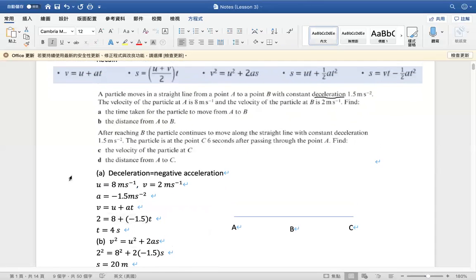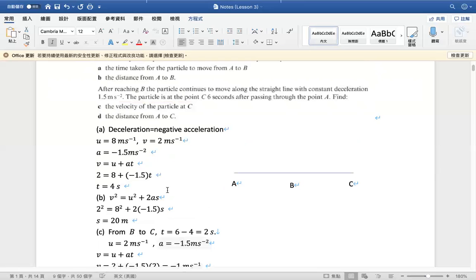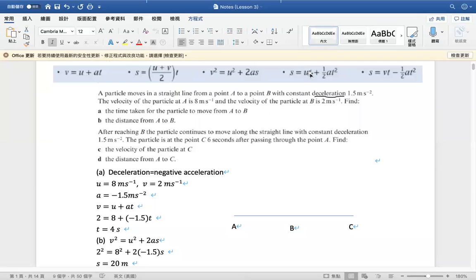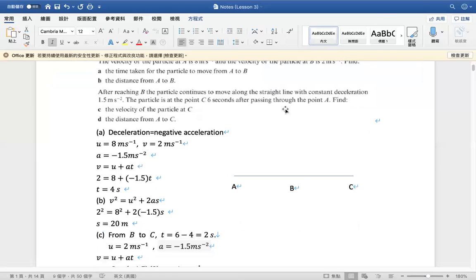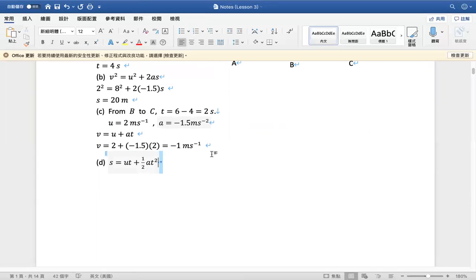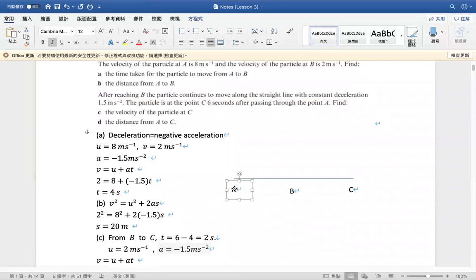Okay, so again, which equation should we use? We have U, A, and T. So maybe this equation is useful. Yes, S equals UT plus half AT squared. Next we want to consider the quantities. By the way, this is starting from A. This is considering the situation where it's starting from A.